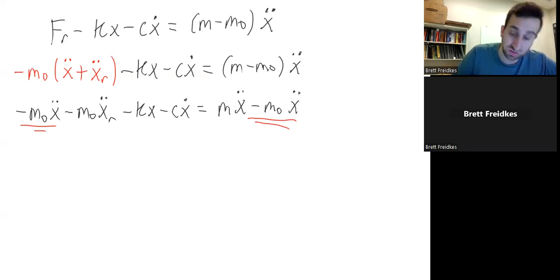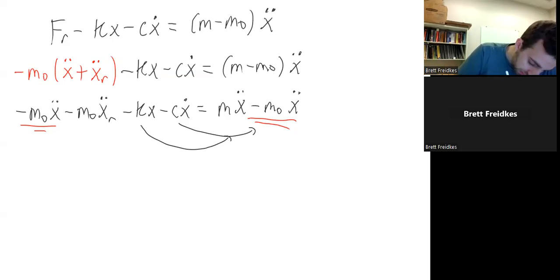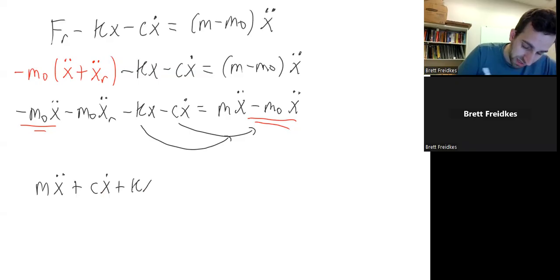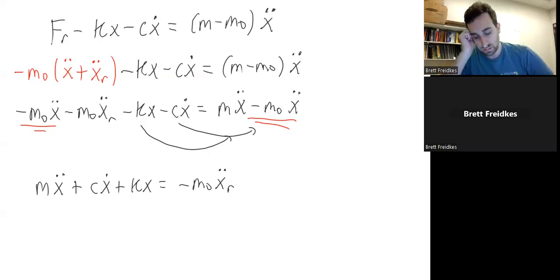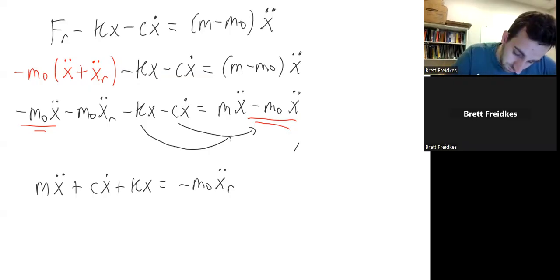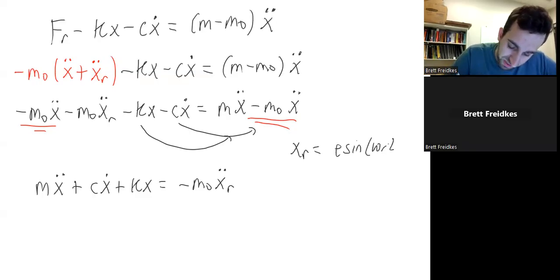So what I'm going to do, just to get into a form we're familiar with, is bring the kx and the cx dot over to the other side with Mx double dot. So that'll give me Mx double dot plus the damping force plus the spring force. That'll be equal to negative m naught x double dot of r. Write down what x of r is again. That was e sine omega r t.